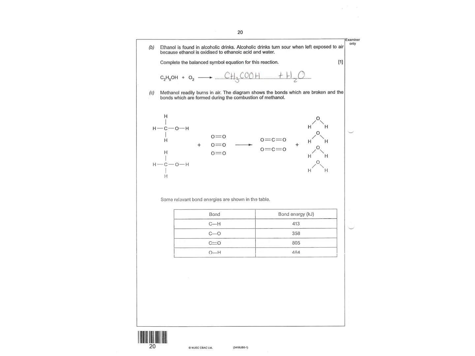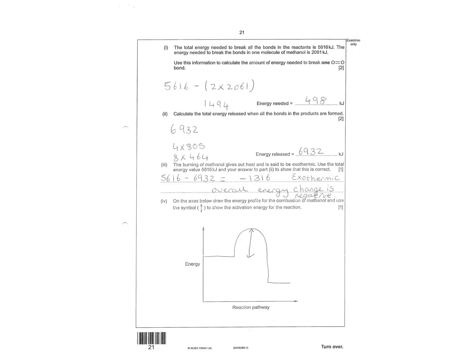Nice exothermic question. Bonds needed to break: you've got the 5161, which is the total for reactants. 1 mole of methanol is 2061. There were 2 moles of methanol, so take 2 of them away from that, you're left with 1495, divide by 3 to give you 1 O bond.